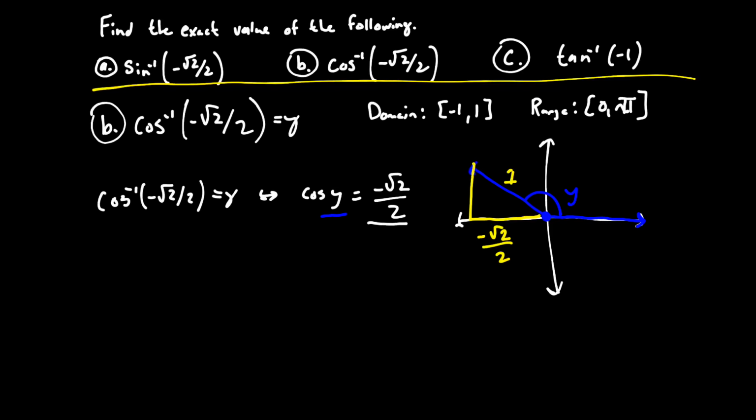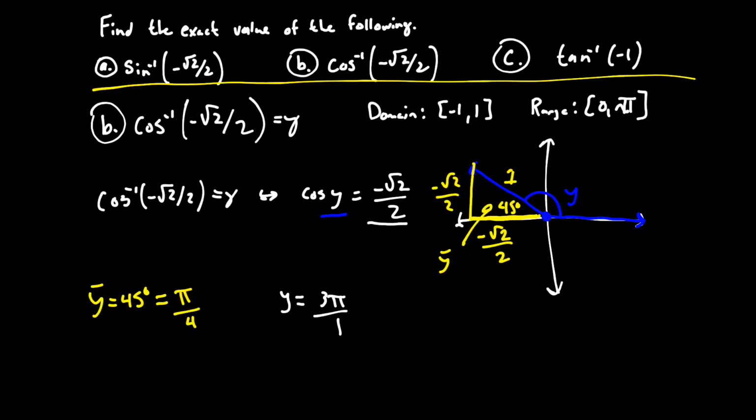And again, we can see that this defines a 45, 45, 90 degree triangle, which means that the angle between this yellow line here and this blue line will be 45 degrees. Translating this into radians, if we call this angle y bar, it is equal to 45 degrees, which is equal to pi divided by 4. And y bar is the reference angle of y, and this means that the angle y is going to be equal to 3 pi divided by 4.